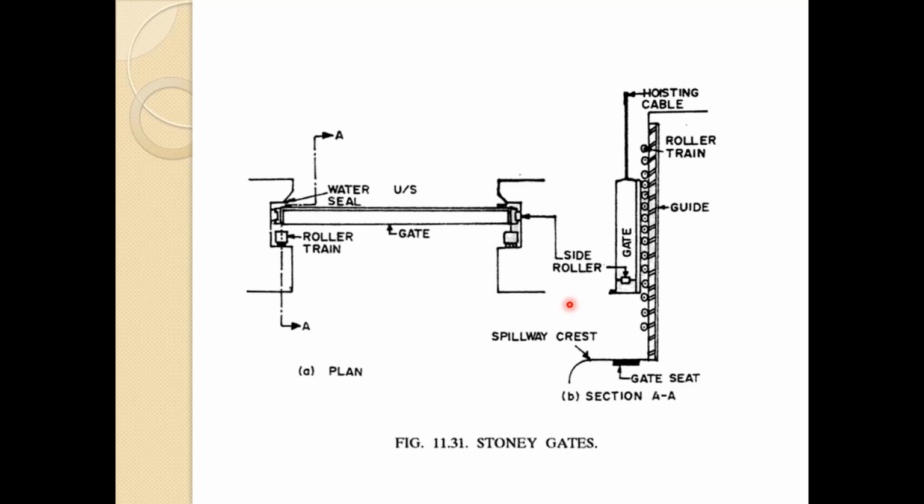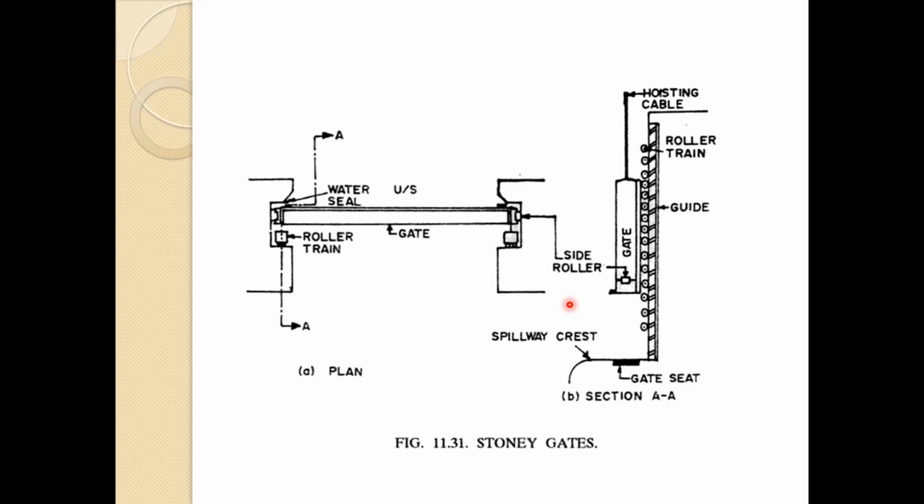In a sliding gate, a large friction will be developed and it will be very difficult to move this gate. Hence, in a sliding gate, a relatively larger hoisting capacity is required to operate the gate because the sliding friction has to be overcome. The sliding gates are therefore seldom used.